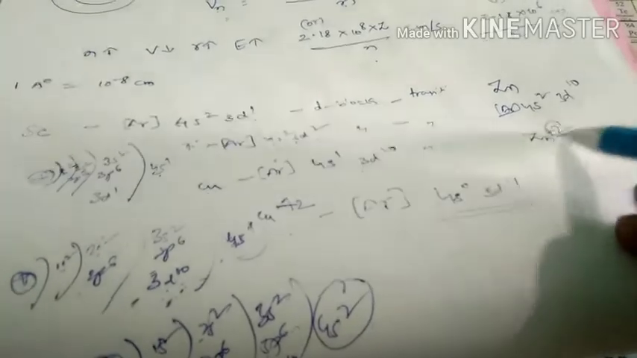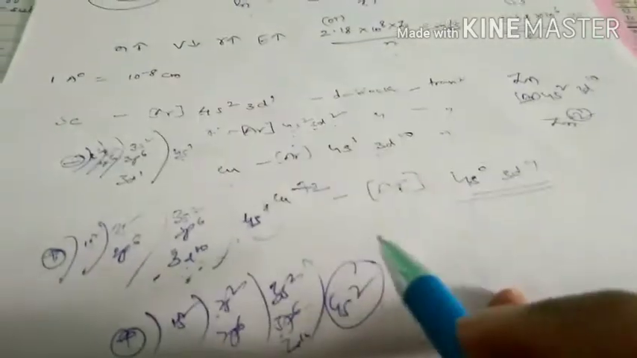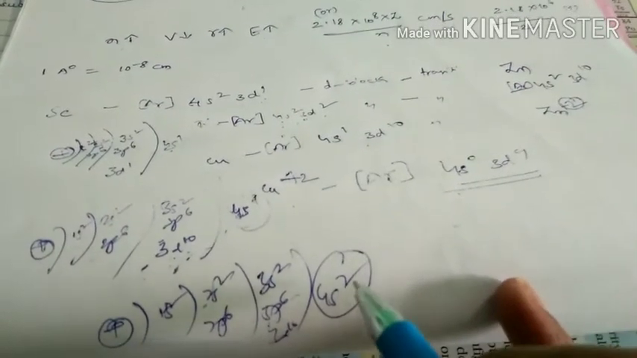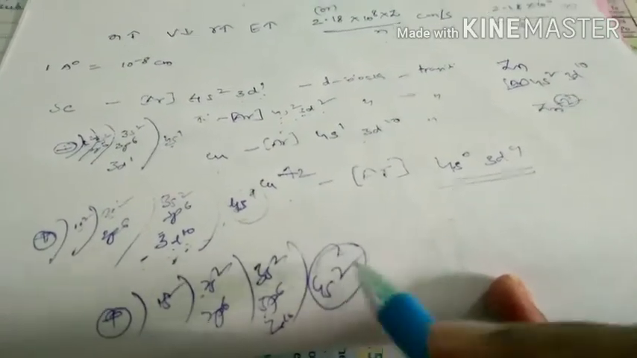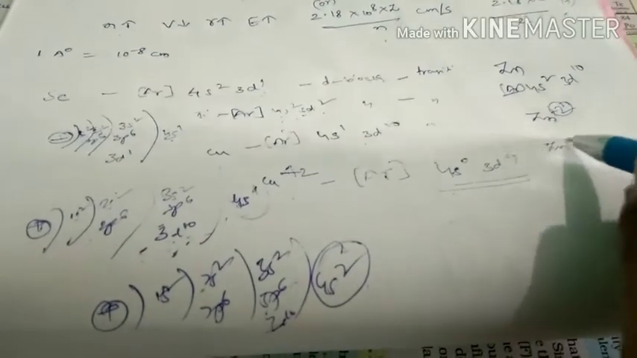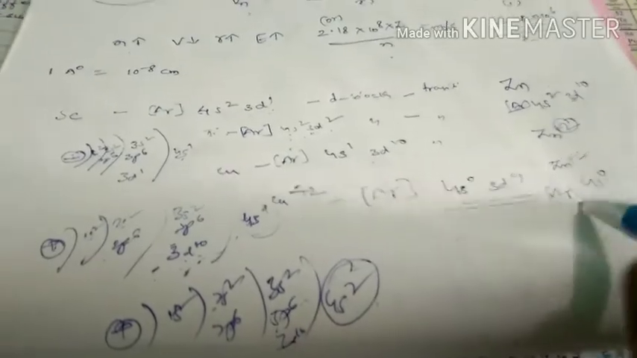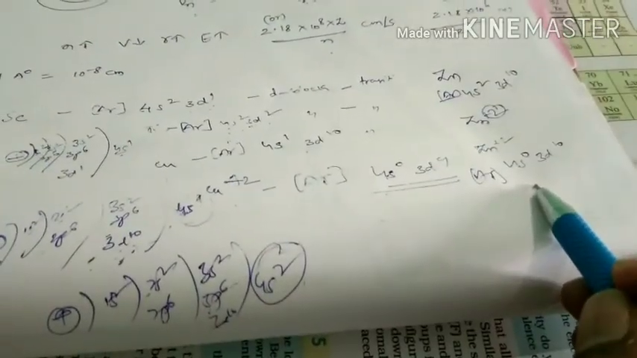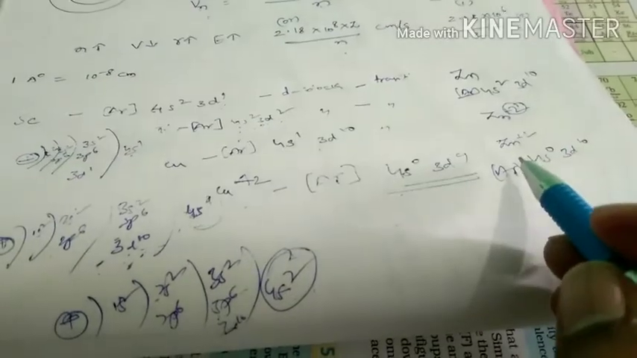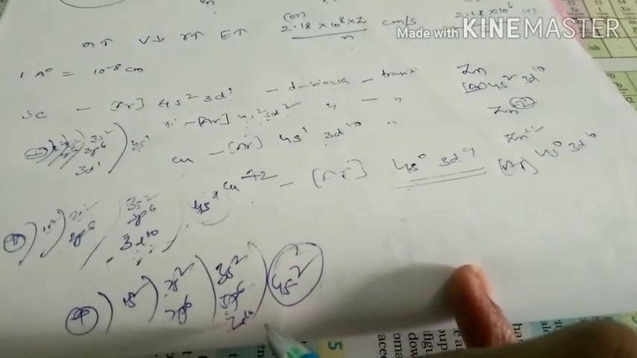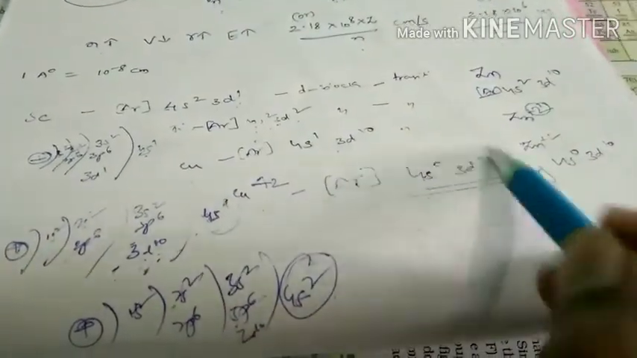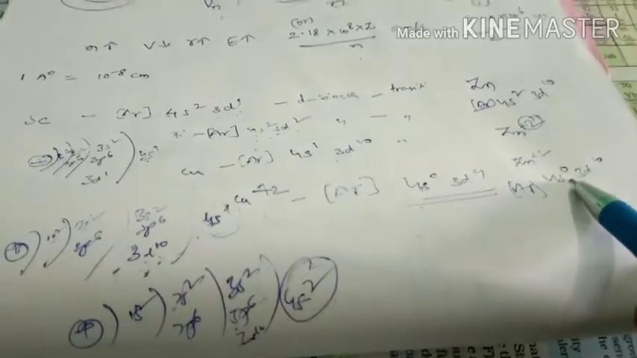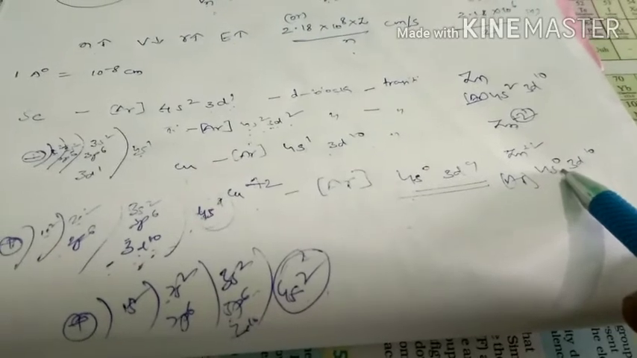Zinc exhibits only one oxidation state, that is +2. +2 means we remove 2 electrons from the outer shell, that means from 4s. Then the configuration for Zn2+ becomes argon 4s0 3d10. In this configuration also zinc is not acting as a transition element, because 3d is completely filled in the oxidation state also. But in the case of Cu2+, 3d is incompletely filled, that is why it acts as a transition element. Zinc is not a transition element in the elemental state or in the oxidation state.